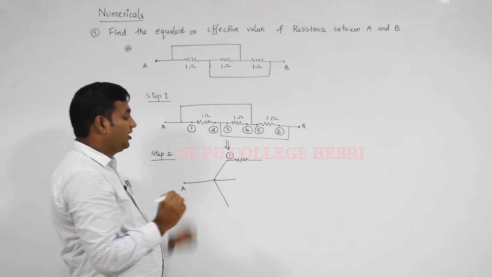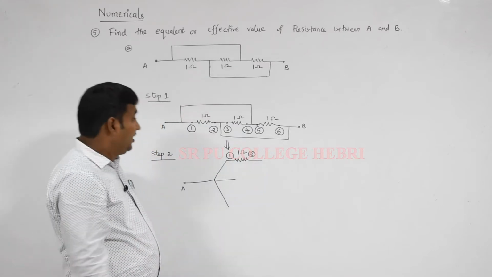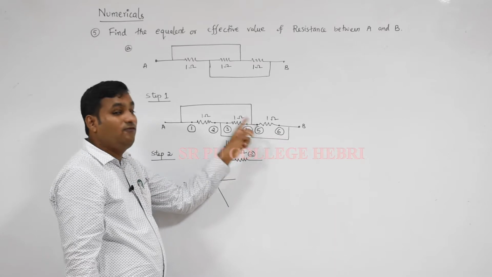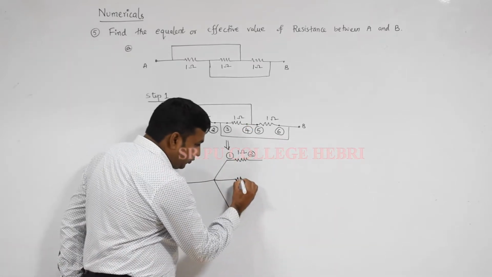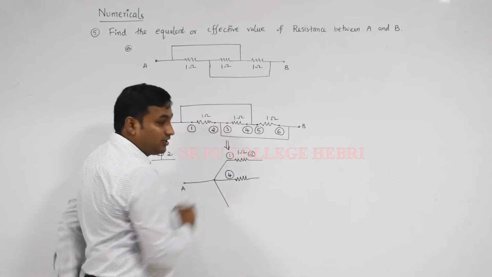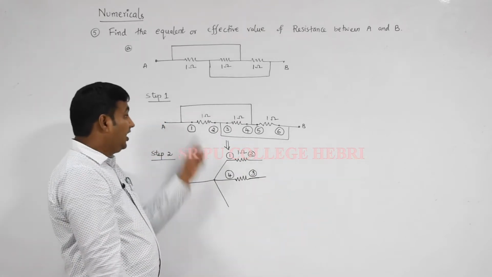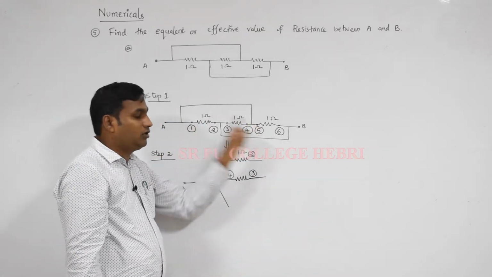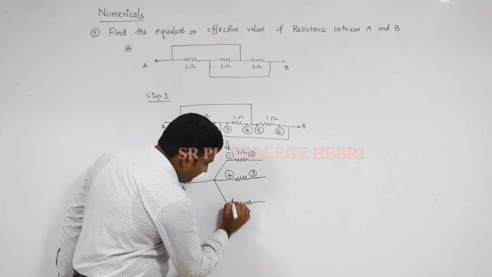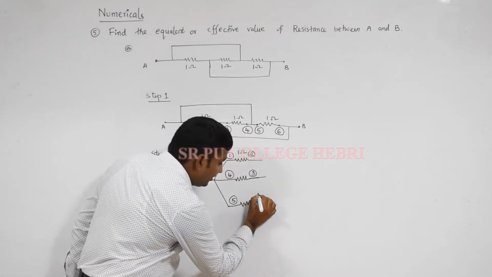Opposite part of terminal 1 is terminal 2. It is a 1 ohm resistor, like this. Next, A is also connected to one more terminal. What is the terminal? 4. Opposite part of terminal 4 is terminal 3, like this. Again, A is also connected to one more terminal. That is nothing but terminal 5. Opposite end of terminal 5 is terminal 6.